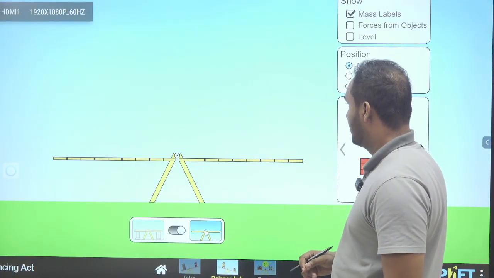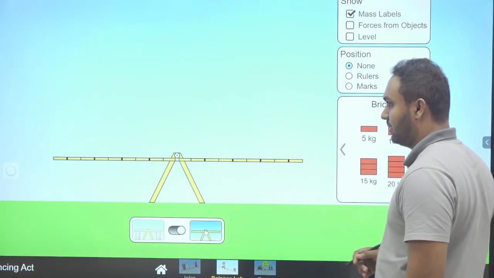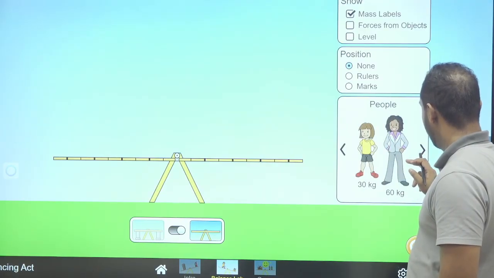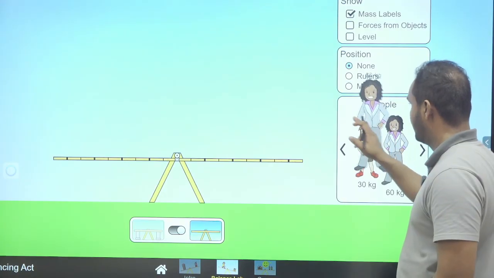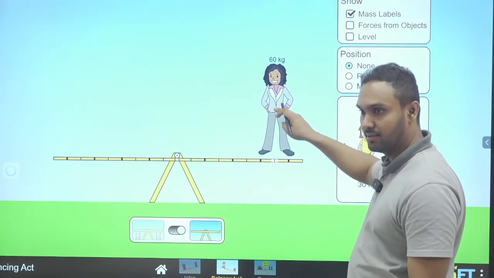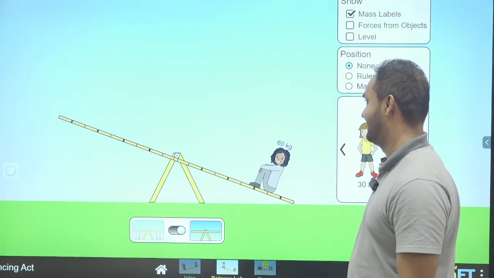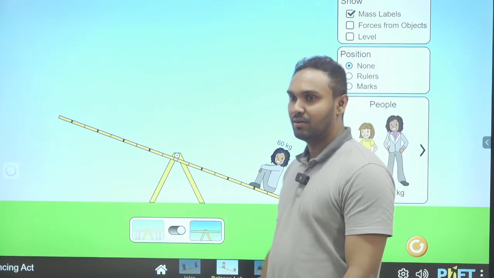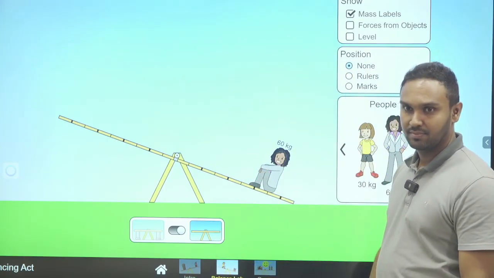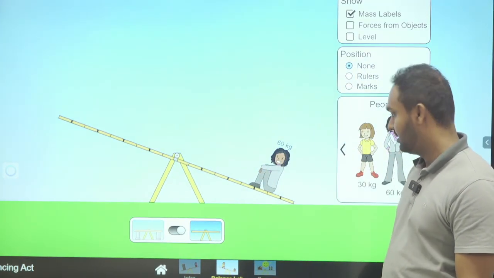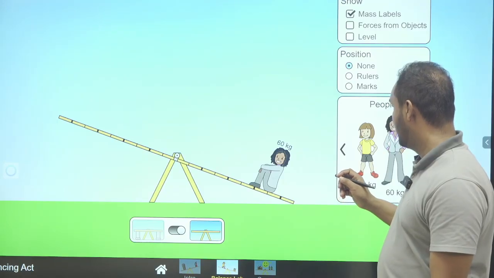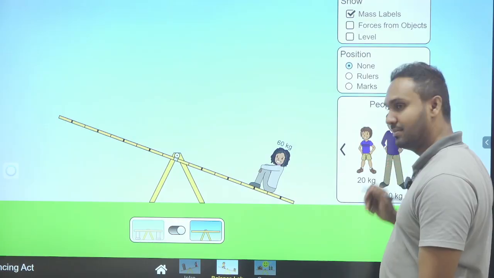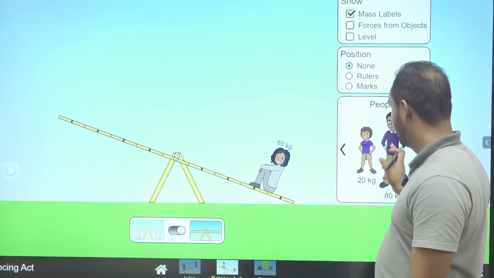Now here, let's put him. He is 60 kilograms, right. Now which side is his torque on? Clockwise or anti-clockwise? This is clockwise, right? So I'm going to put a greater mass than him, 80, right? So let's check what happens.